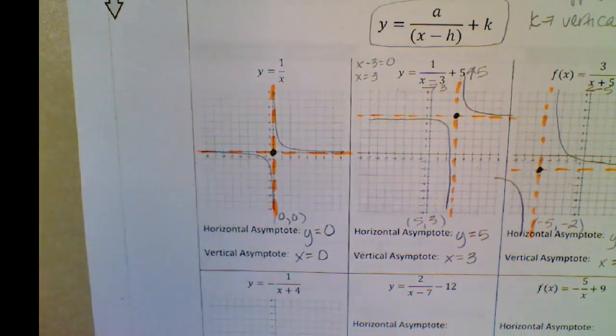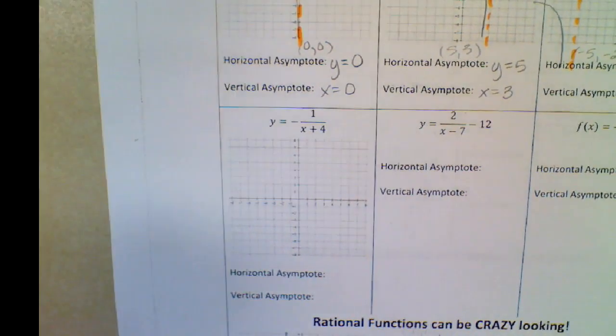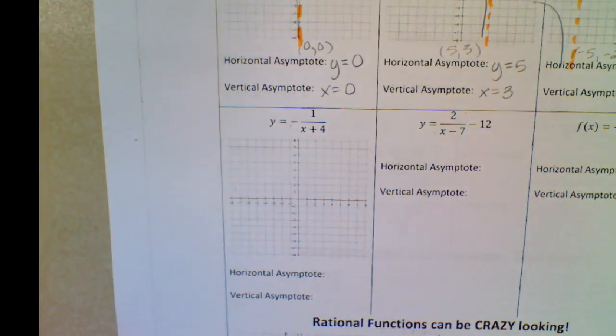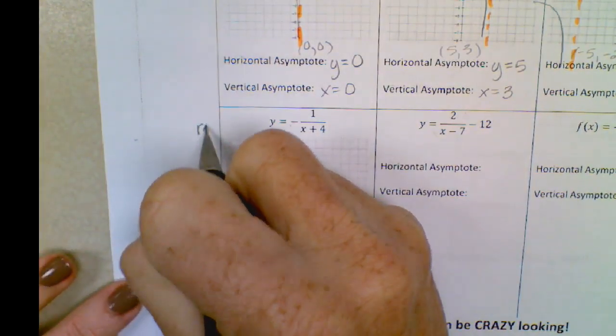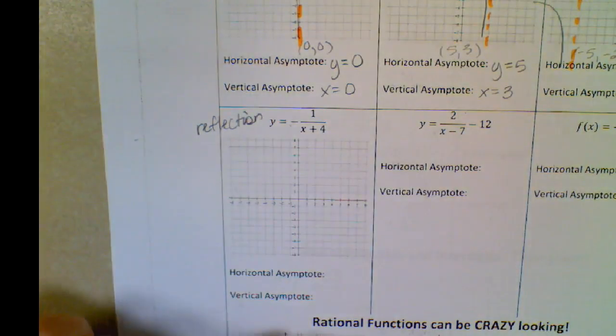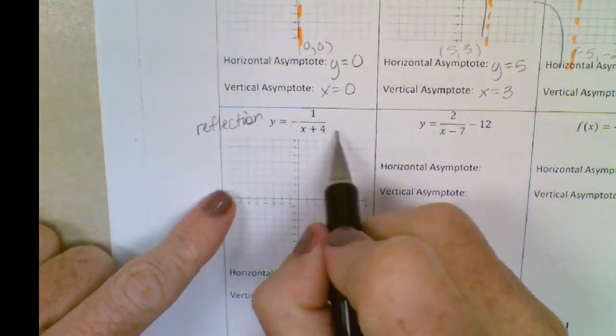Okay, so now let's go down to y equals negative 1 over x plus 4. And I want you to think about in previous functions, when we had a negative here, what did that do to our graph? And that negative always tells us that we have a reflection going on. So let's get the basics of our shift going on here first.